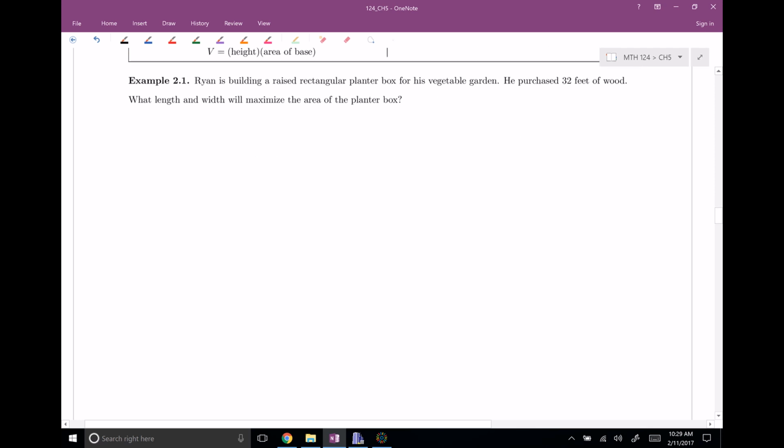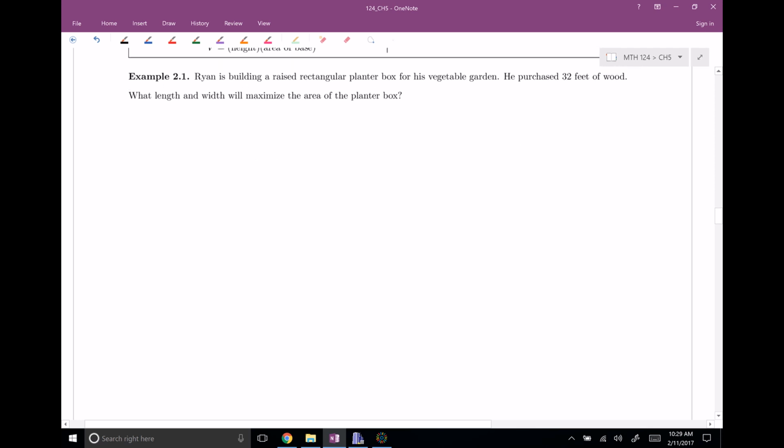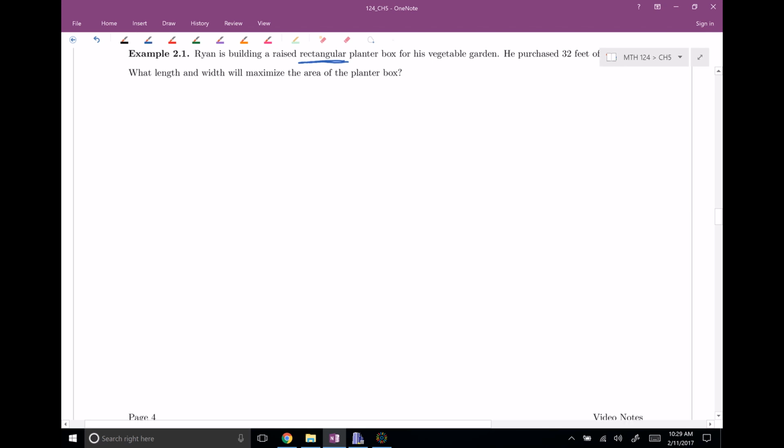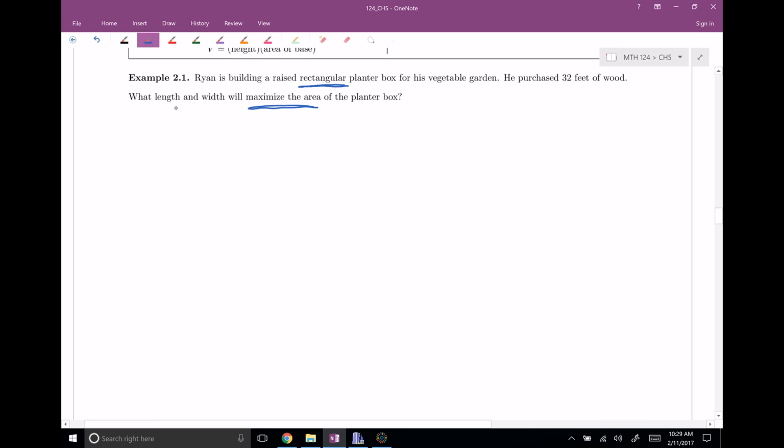So, okay, I'm going to go through and highlight what I think are some important things. So first of all, we know that the planter box is rectangular, so this is telling me a shape. And we are very interested in, we want to maximize area. So I want to maximize area of a rectangle, and of course this is going to have something to do with length and width. He purchased 32 feet of wood, so we're going to need to use that in some regard, because this is telling me the maximum amount of wood that I'm allowed to use for this planter box. So, okay, again, I want to maximize area of the planter box.